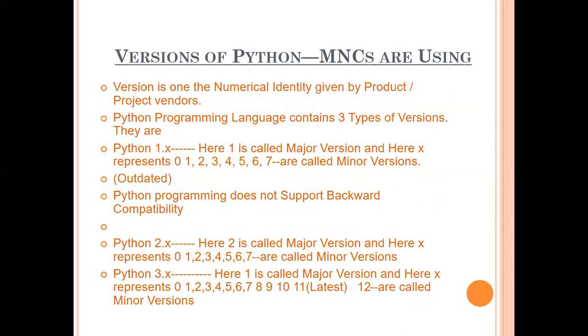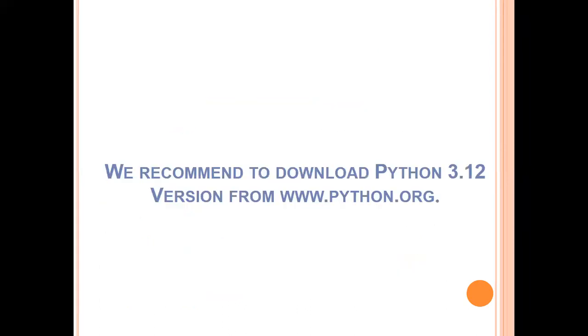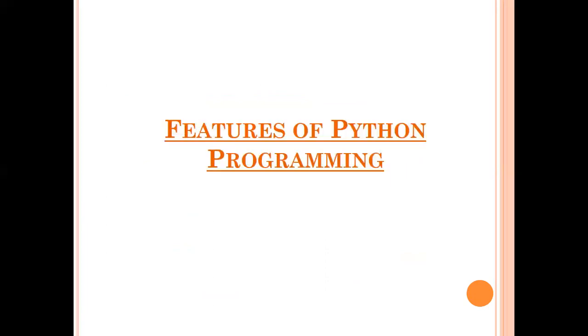So the versions of Python which MNCs are using, as I've told you, we have three versions: 1.x, 2.x, and 3.x. 1, 2 and 3 are the major versions. After the point, they are the minor versions. Now 3.12 is the latest version, although 3.10 and 3.11 are also working. But 1.x is an outdated version, so it does not support backward compatibility. As I've told you, we recommend you download the 3.12 version from python.org.